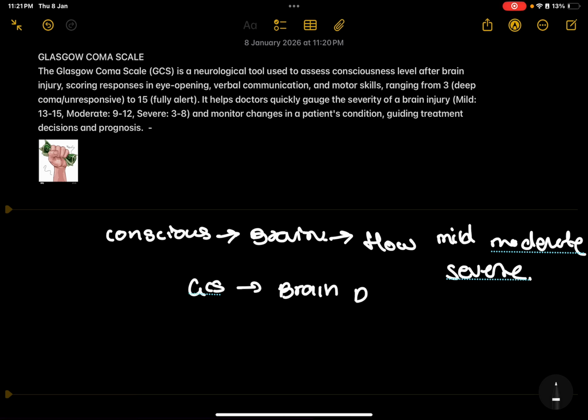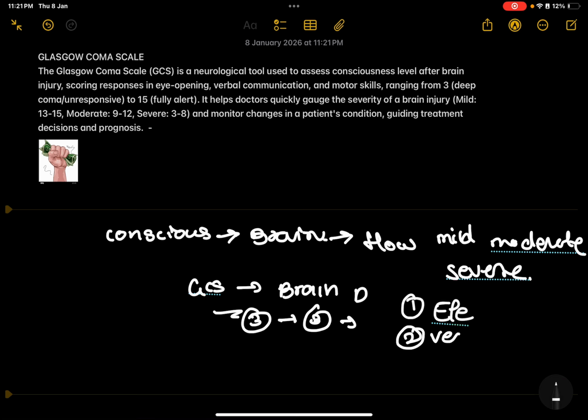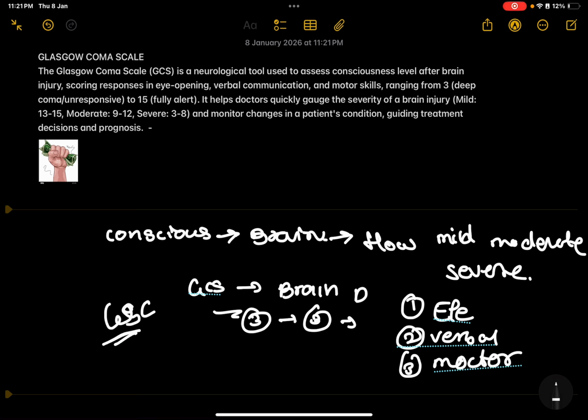In the GCS scale, there are three parameters that we look at. First is eye response, second is verbal response, and third is motor response. There are three things that we look at in the GCS. So basically, in short, we call it EVM.